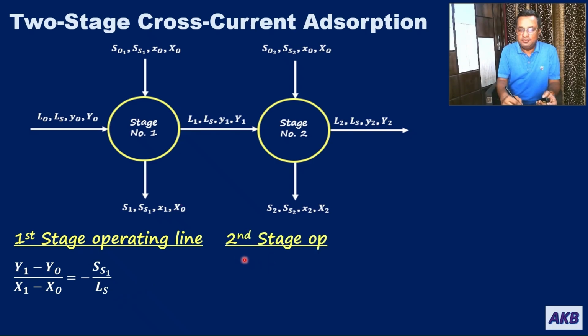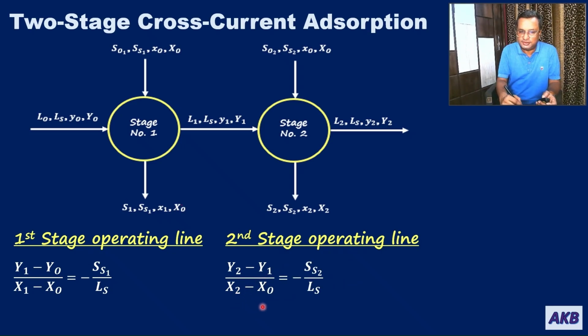Then similarly for the second stage, the equation for the operating line is (capital Y2 minus capital Y1) divided by (capital X2 minus capital X0), that is equal to minus Ss2 upon Ls. So in this discussion, I am going to use those equations directly. I have derived these equations in my discussion on multi-stage cross-current operation, so over here, I am taking those equations in my discussion.